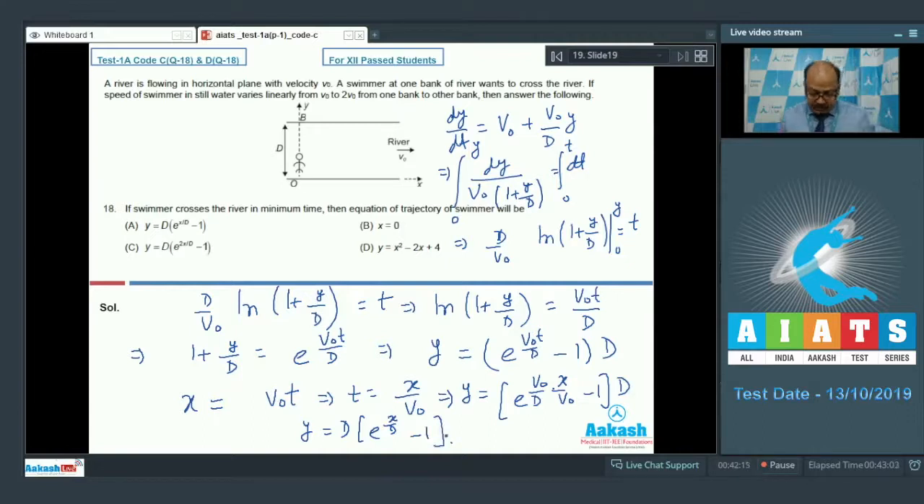Let's look at the options. It is clearly matching with option A, so option A is correct. Other options are obviously wrong.